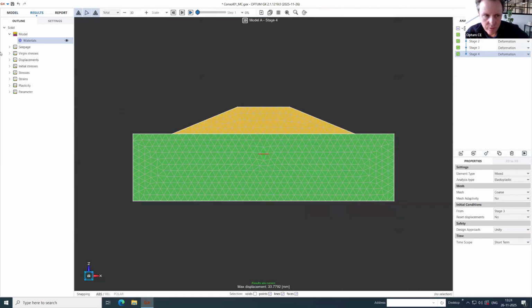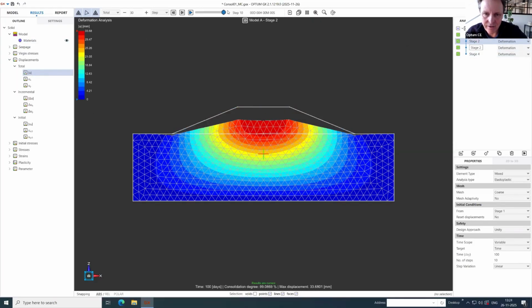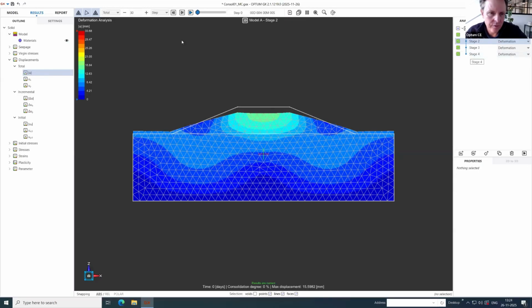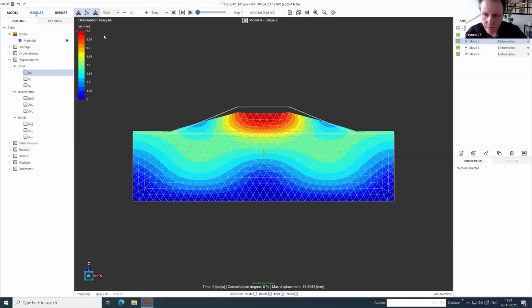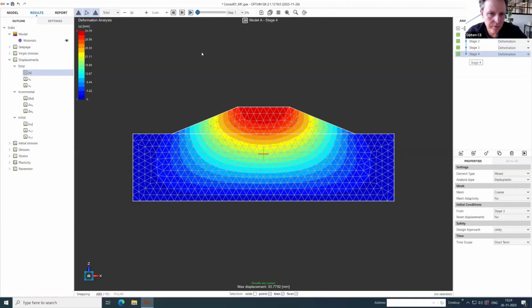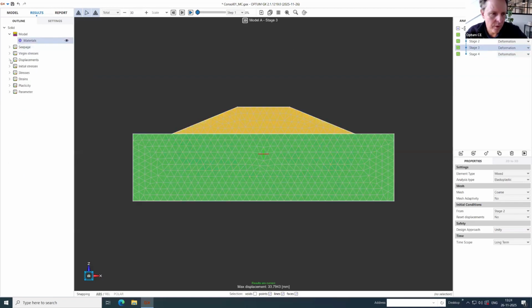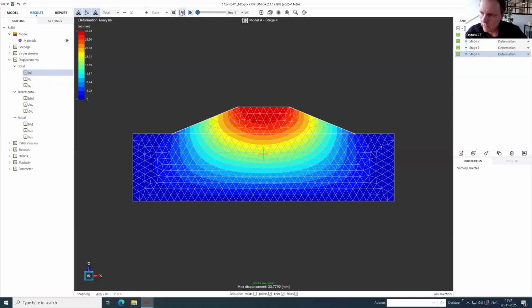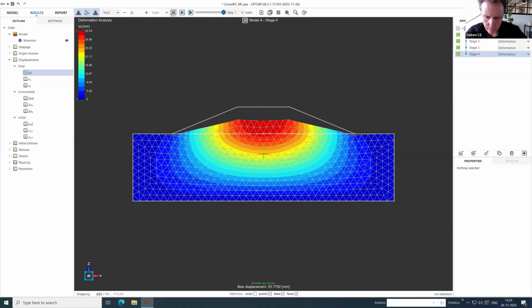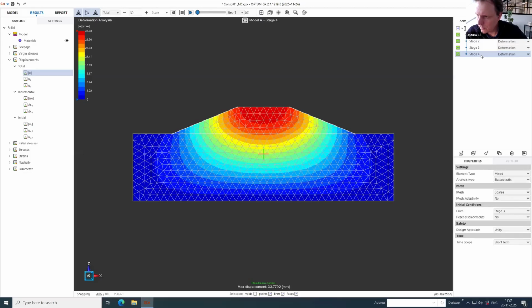So these will give you results corresponding to the short-term, to what we had initially for the consolidation analysis. So that was the initial deformations, and these ones down here should be the same.